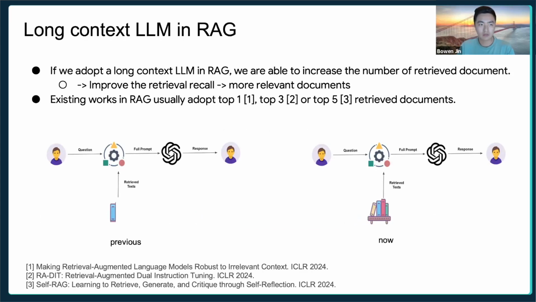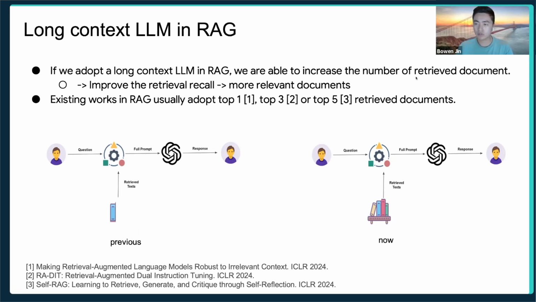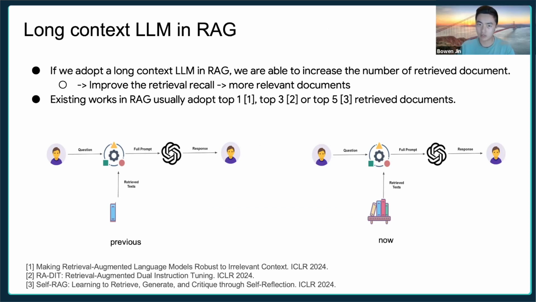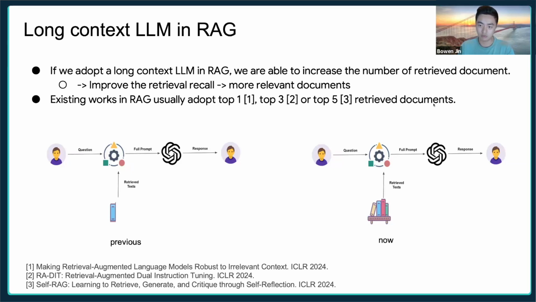The point is that if we adopt a long-context LLM in RAG, we are able to increase the number of retrieved documents. And if we increase the number of retrieved documents, we'll potentially improve the retrieval recall. This means that we will have more relevant documents put in context for the LLM. However, existing works in RAG usually just adopt the top 1, top 3, or top 5 retrieved documents and leave the study of long-context LLM in RAG unexplored.